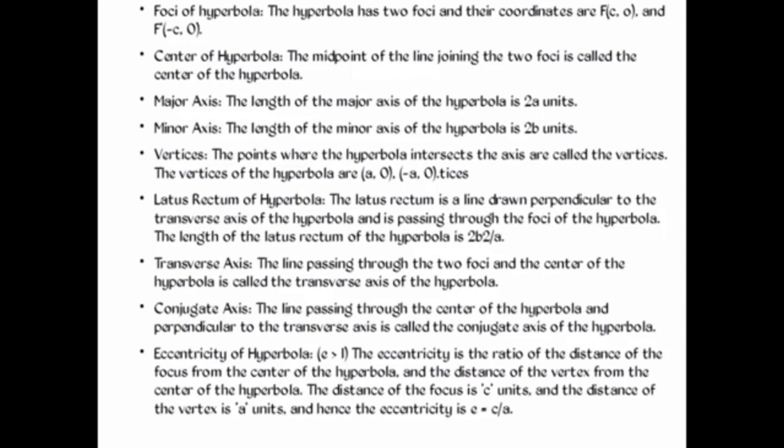And the next one is the conjugate axis. The line passing through the center of the hyperbola and perpendicular to the transverse axis is called the conjugate axis of the hyperbola.